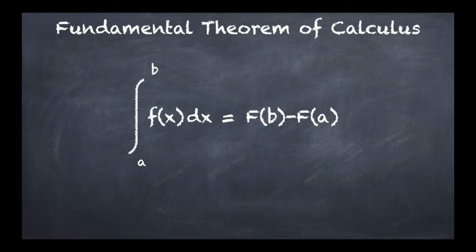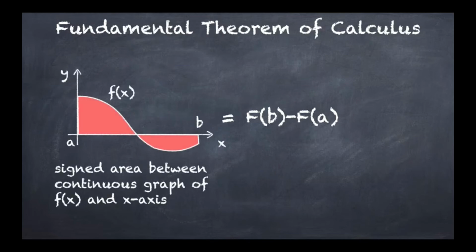Now, what are these things and what do they mean? Well, the left-hand side actually means that this is the area between the graph of f(x), which is a continuous graph, and the x-axis. Okay, so that's the meaning of the left-hand side.